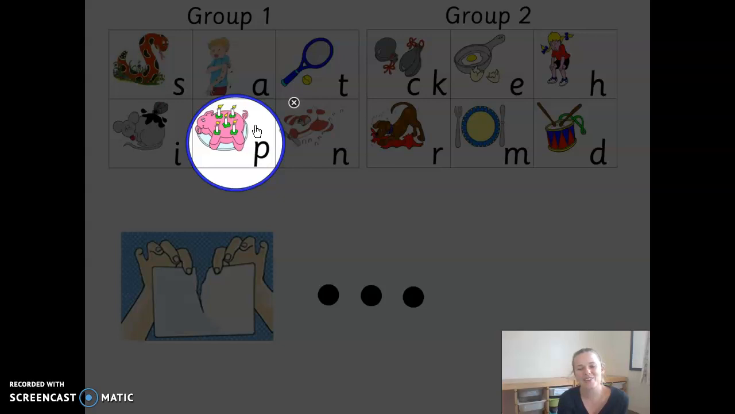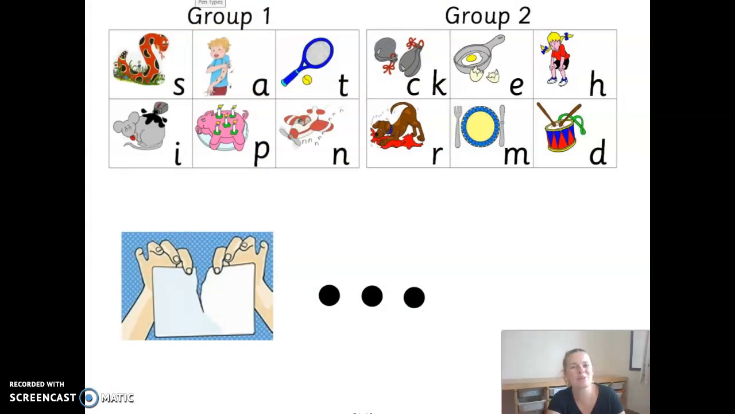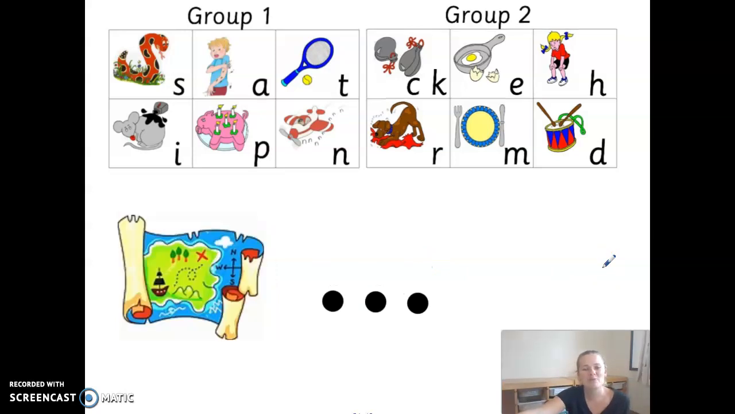Check back now that you've finished. Have you written rip? Point back to your letters and sound out. Well done. I'm going to also write rip. Check that yours looks like mine. Fantastic, everybody. Okay, now it's time to write map.